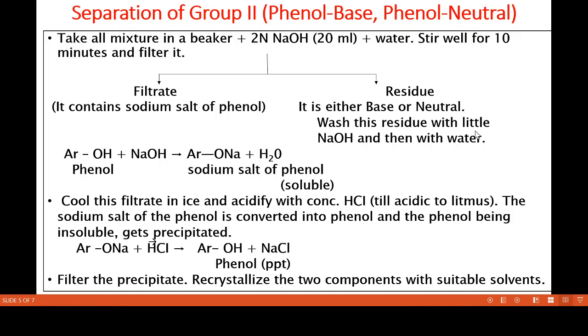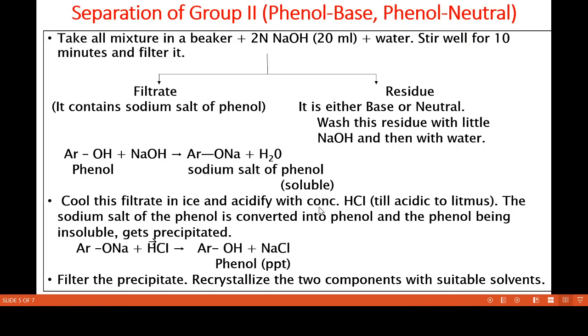This residue is either base or neutral. Wash this residue with a little NaOH. Why do we wash this residue with a little NaOH, student? Because if the phenol compound is present in the residue, it gets washed out. That's why we wash that residue with a little NaOH and then with water. Okay. So we get the sodium salt of phenol by adding NaOH to the whole mixture. That is nothing but the filtrate. Okay. Cool this filtrate in ice, or cool that filtrate at normal temperature and acidify with the concentrated HCl.